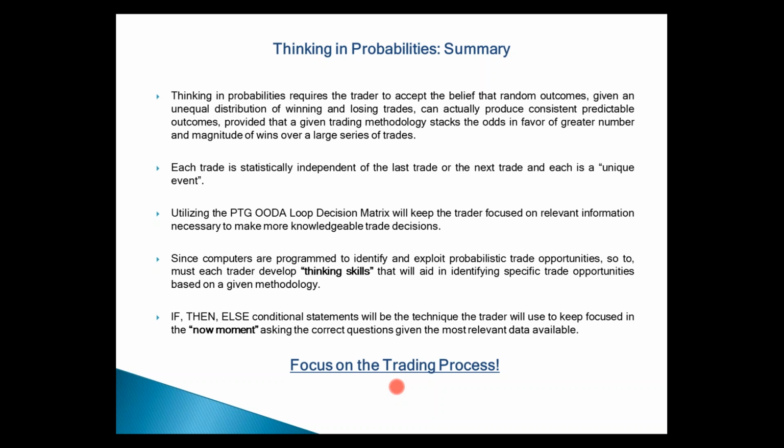Again, what's a large series? At least 100 trades at minimum. The larger the better. All right. And remember, each trade is statistically independent, just like the coin toss we spoke of at the onset of the webinar. 50-50, right? Every coin toss is 50-50. And each trade, or each flip, is unique. Some of you will probably recognize some of these terms from Mark Douglas's work. Each trade is a unique event, and I truly believe that, and you have to look at it simply that way.